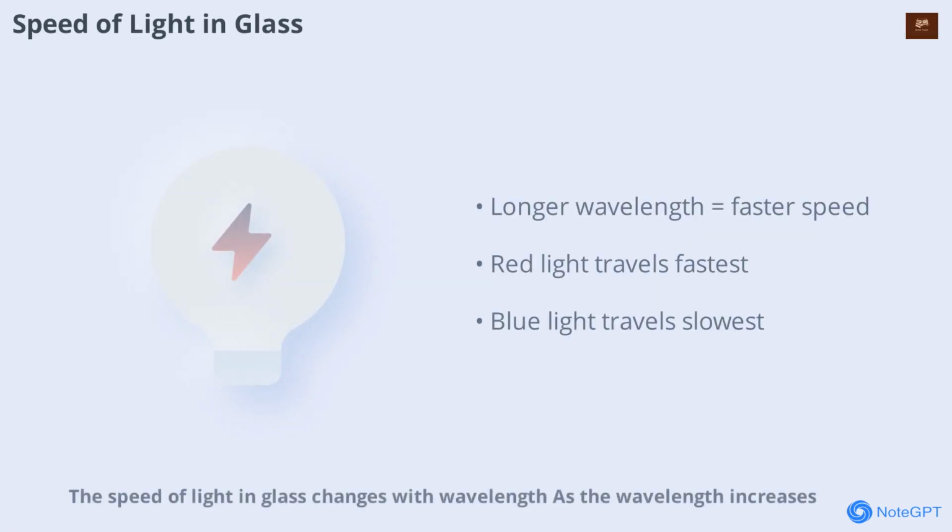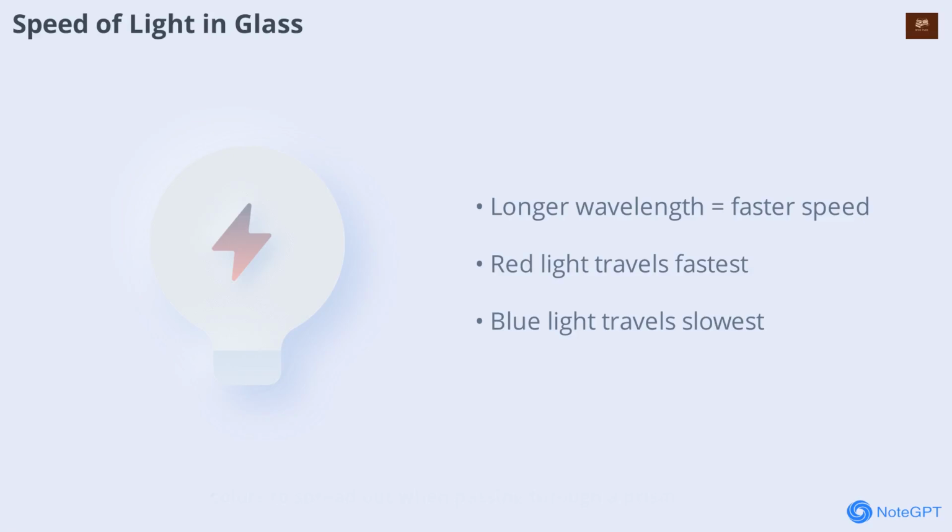The speed of light in glass changes with wavelength. As the wavelength increases, the speed of light also increases. This means red light, which has a longer wavelength, travels faster in glass than blue or violet light. This difference in speed is what causes the colors to spread out when passing through a prism.